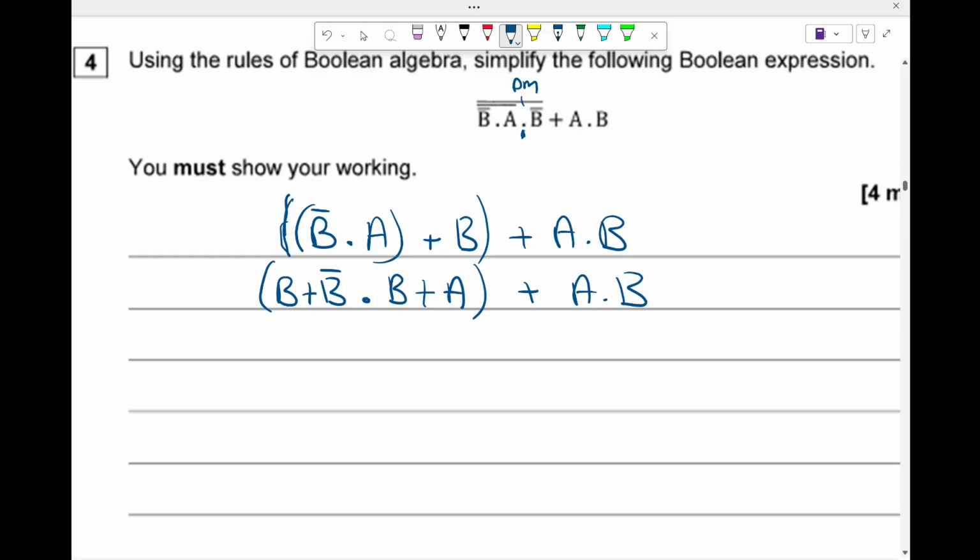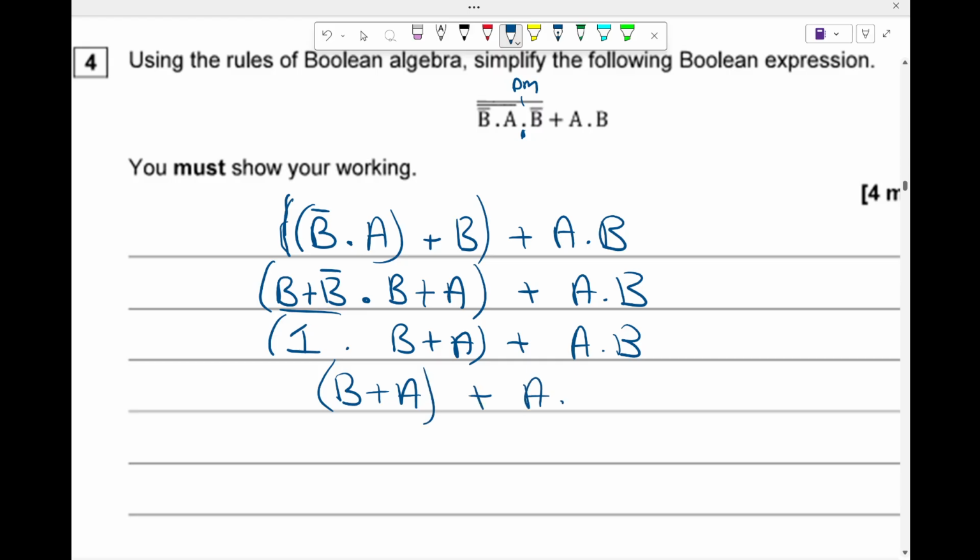Right, straight off, this would go down: B or not B is 1. 1 and anything is itself, so we end up with B and A there, or A and B. Right, so I'm just going to write that again. So we've got B or A. I'm going to keep the brackets in, even though that might be a bit confusing.